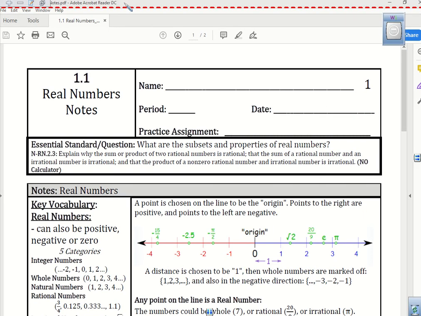Let's start by putting our name on the notes. My name is Miss Lynn. Whatever period you have my class, I'm just going to write Algebra 1 here, but you are putting your period. And then the date, again, we're doing this within week 1 of school. You do have a practice assignment. I'm just going to say 1.1, practice assignment.